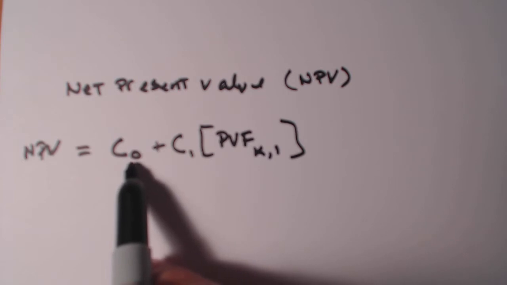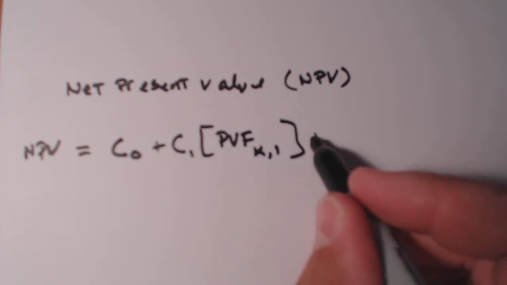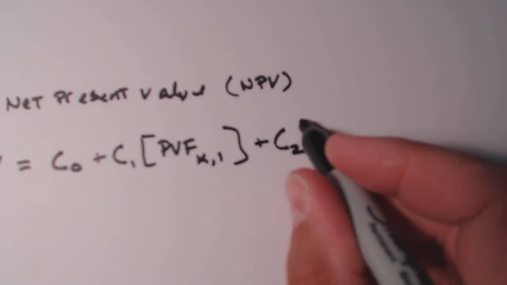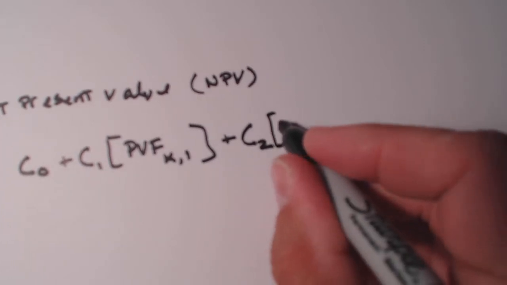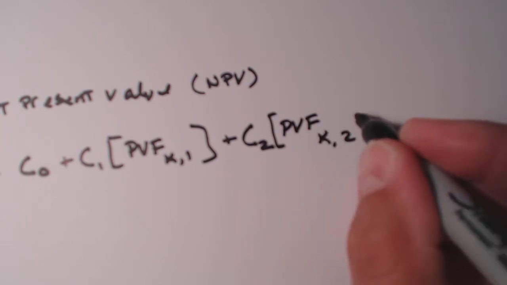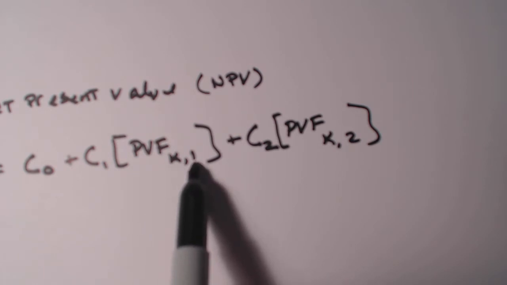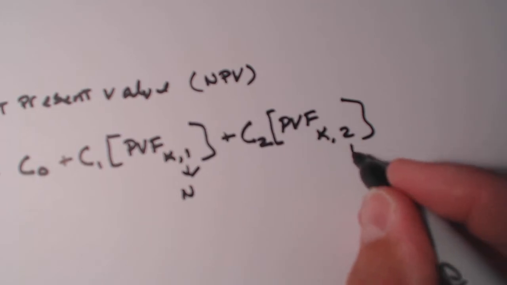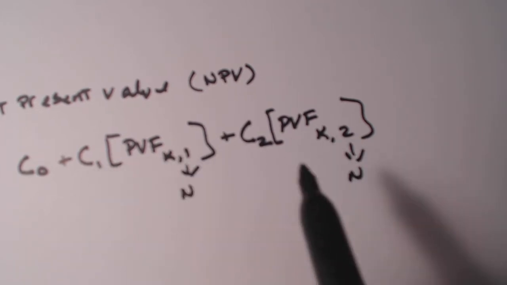So C0, the 0 means the start, and the 1 means the first year. And then you would do this if you're doing this over multiple years. It would be C2, which means the cash flow, C is cash flow, over the second year. Then you have the PVF k, 2. Now, the little k is interest, and then the period, or n, sometimes also known as n, corresponds to the year, so it's the first year and the second year.